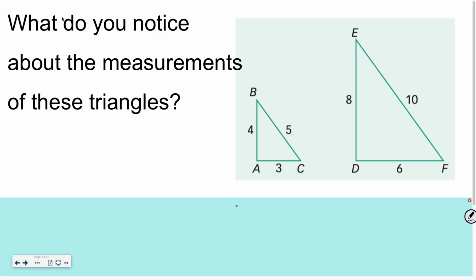What do you notice about these two triangles? What do you notice about the measurements of these two triangles? Well, on the smaller triangle, I see that the longest side, the one that's slanted, is 5, and on the bigger triangle, it's twice of that, which is 10. Good. And the other two sides are also twice the amount of the smaller triangle.